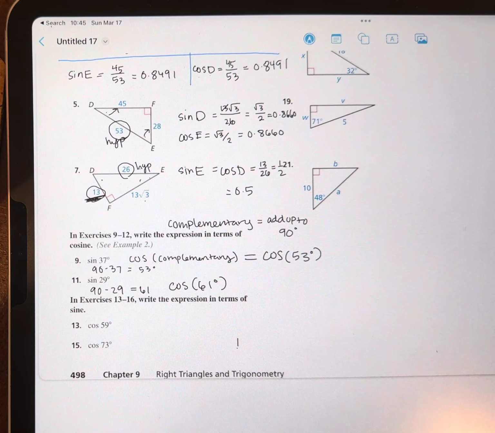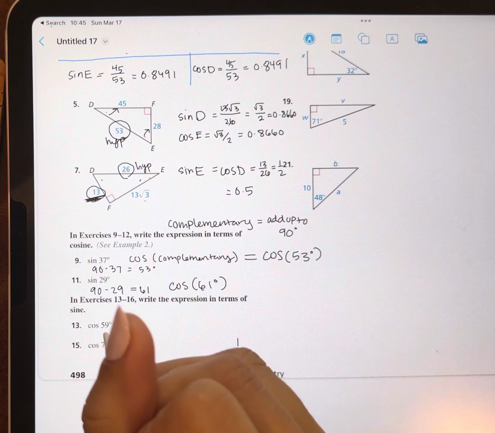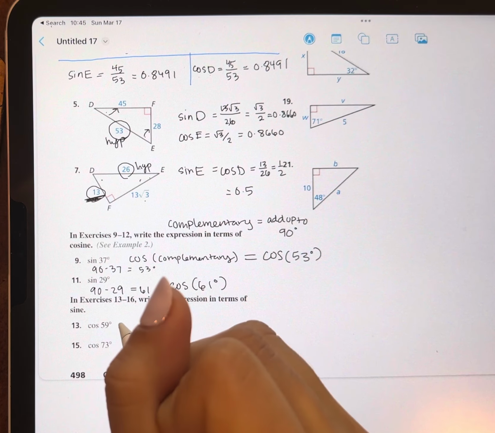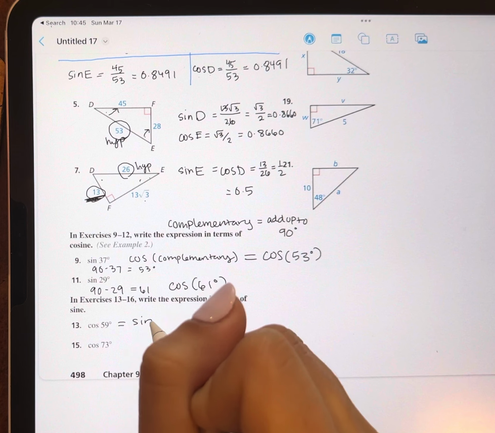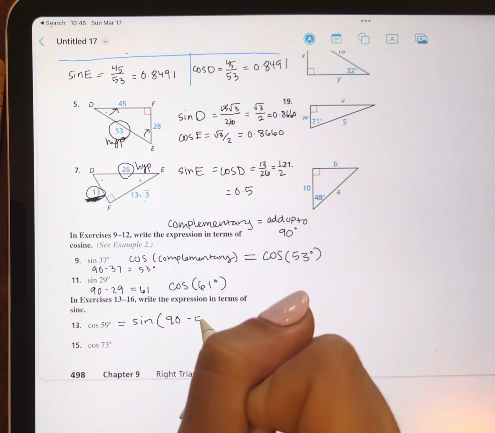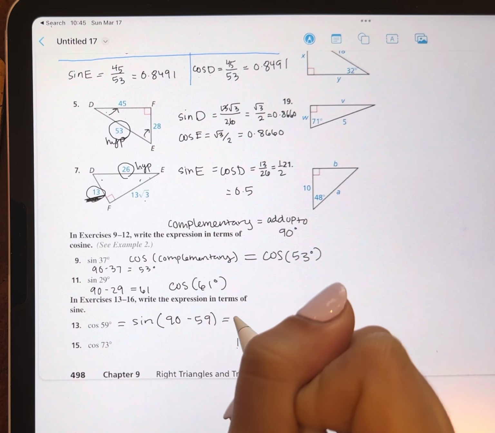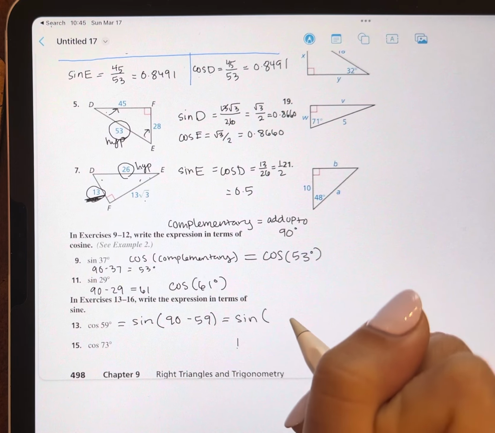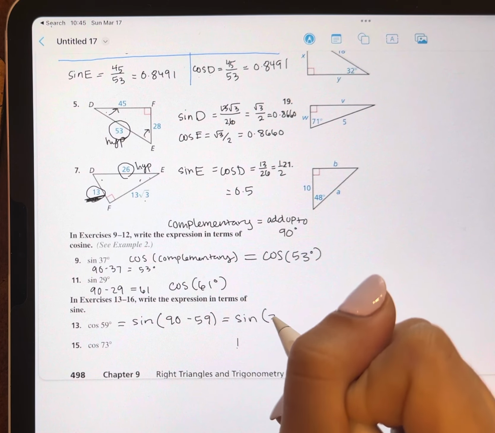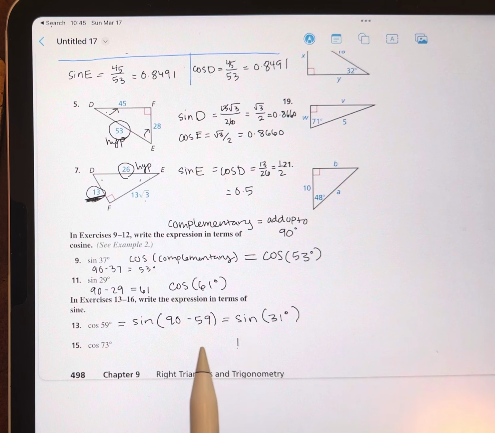Write an expression in terms of sine. Well, the same works in reverse. Cosine of 59 is the same as sine of 90 minus 59, which is the sine of 31, right? Okay, 31.